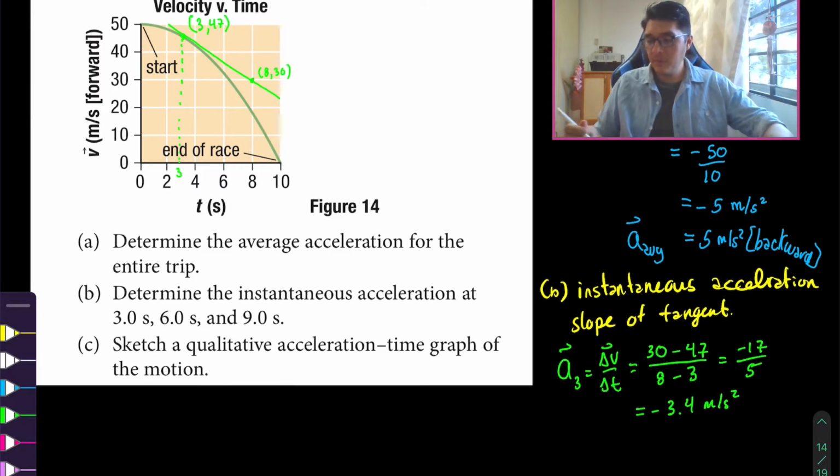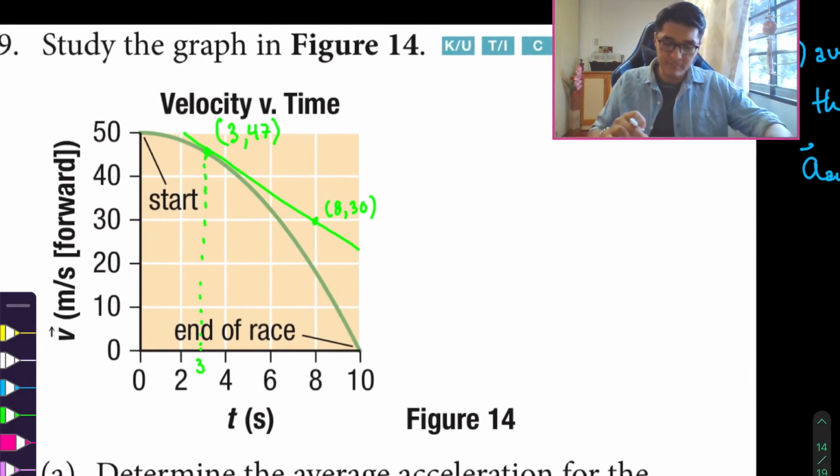So 3.4 makes sense. We suspect that the acceleration value is going to increase for the later times, say at the 6 second mark. So at the 6 second mark, let's draw our tangent. First we pick the point at the 6 seconds, and then we pick the point very close to it, and we draw the tangent line. I cheated there a bit to pick a nice point, which is 8 and 20. And this one was 6 and 30.